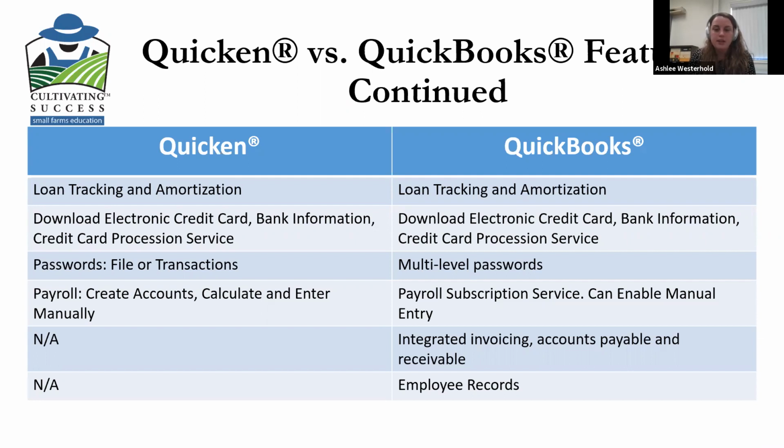QuickBooks has integrated invoicing, accounts payable, and receivable. Again, it's an accrual accounting system, and so the accounts payable and receivable are on the accrual system. So it also can keep track of employee records for you. Again, another reason that I think a lot of our larger employers in the Magic Valley that are in ag use QuickBooks over Quicken.